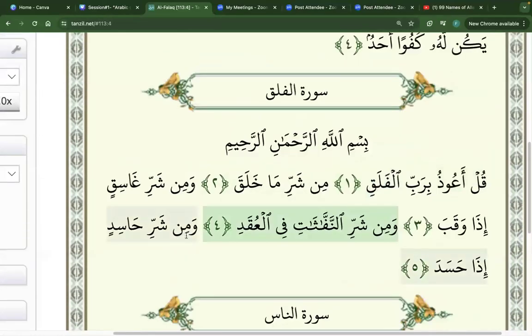Look at ayah number 5. Wa min sharri, from evil of an envier, meaning one who is jealous. So you are asking Allah subhanahu wa ta'ala, I seek your refuge from the evil of the jealous one. Give me why the word sharr is jar. Why is this word sharr jar? Rumesa, why is this word in jar status?